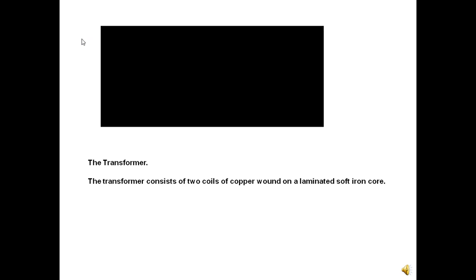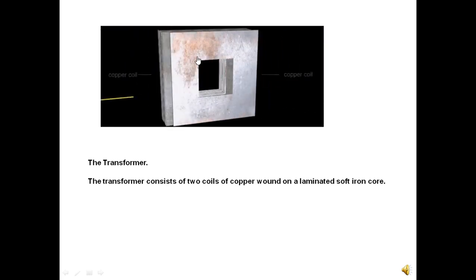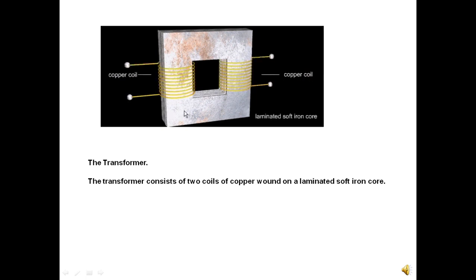So this is a presentation on the transformer, and the transformer is basically made up of three parts. You have your primary coil, you have your secondary coil, and you have your soft iron laminated core. You can see it's made out of sheets here, laminated core.